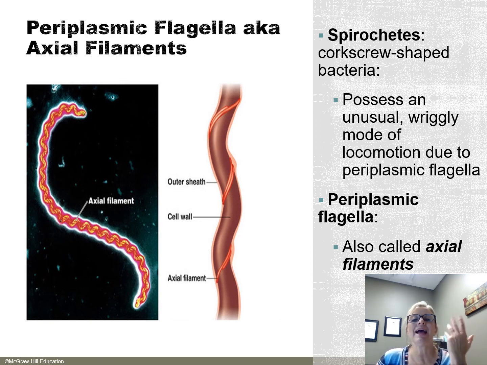So this is anchored or enclosed in the space between the cell wall and the cytoplasmic membrane. I kind of like this illustration here. You can see how it goes around, and these kind of spiral around, okay? And they help with movement. It's a corkscrew-shaped bacterium, and it moves like you would expect a corkscrew to move.